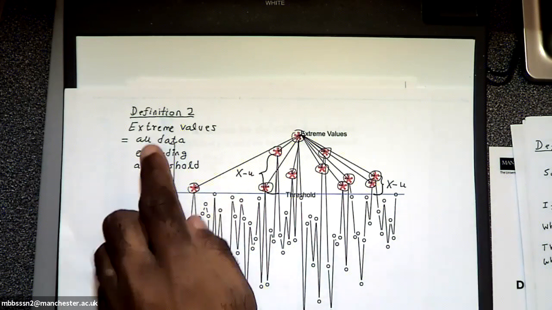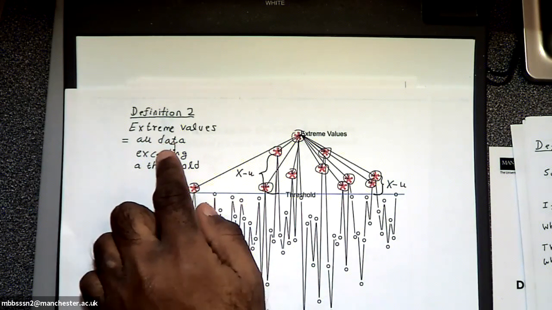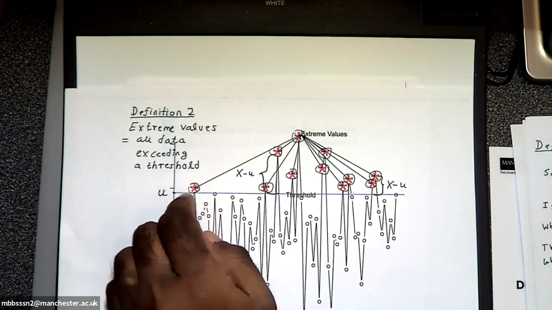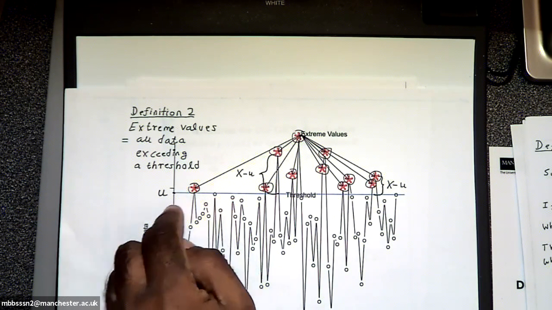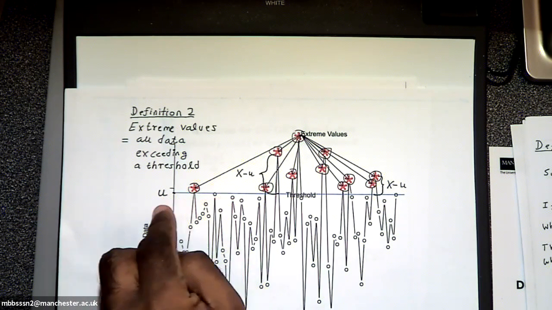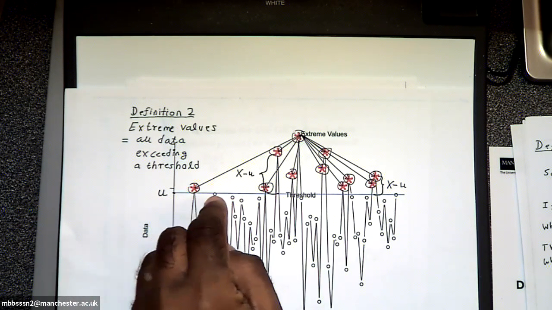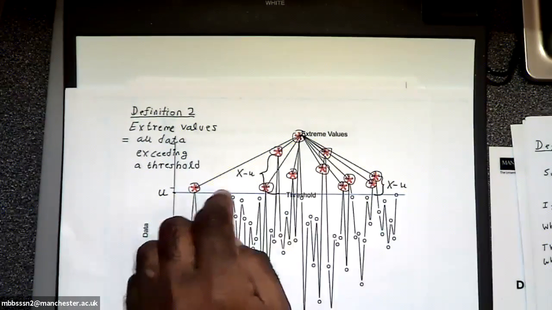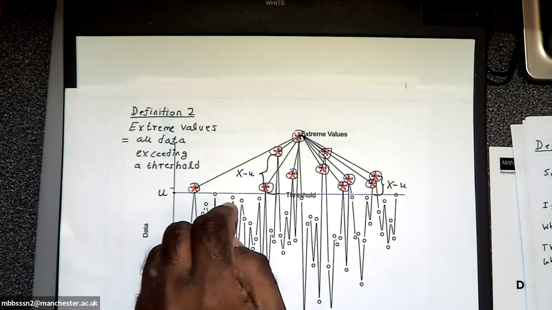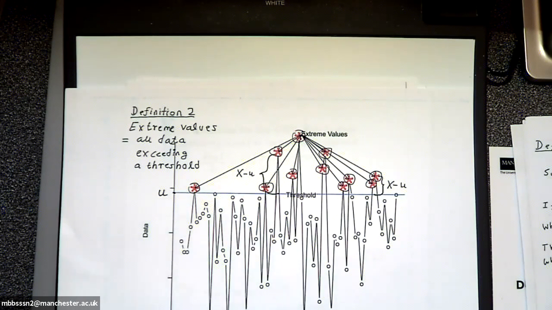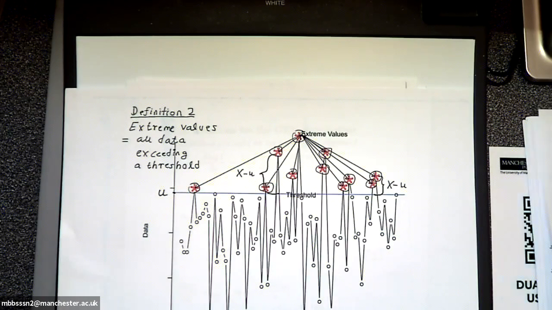All right, now let's move on to definition 2, guys. In definition 2, the extreme values are defined as all values exceeding a threshold U. So the blue line is the threshold U, and all the data values above this line are extreme values. So far we only talked about definition 1. Today I'm going to start talking about definition 2. I hope you watched this video.